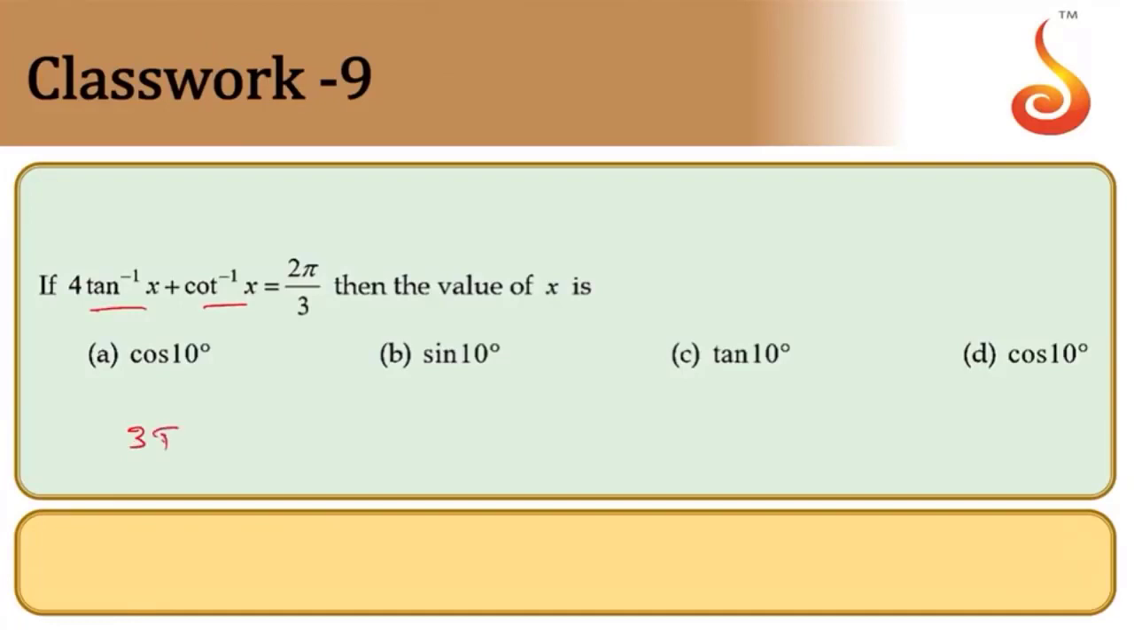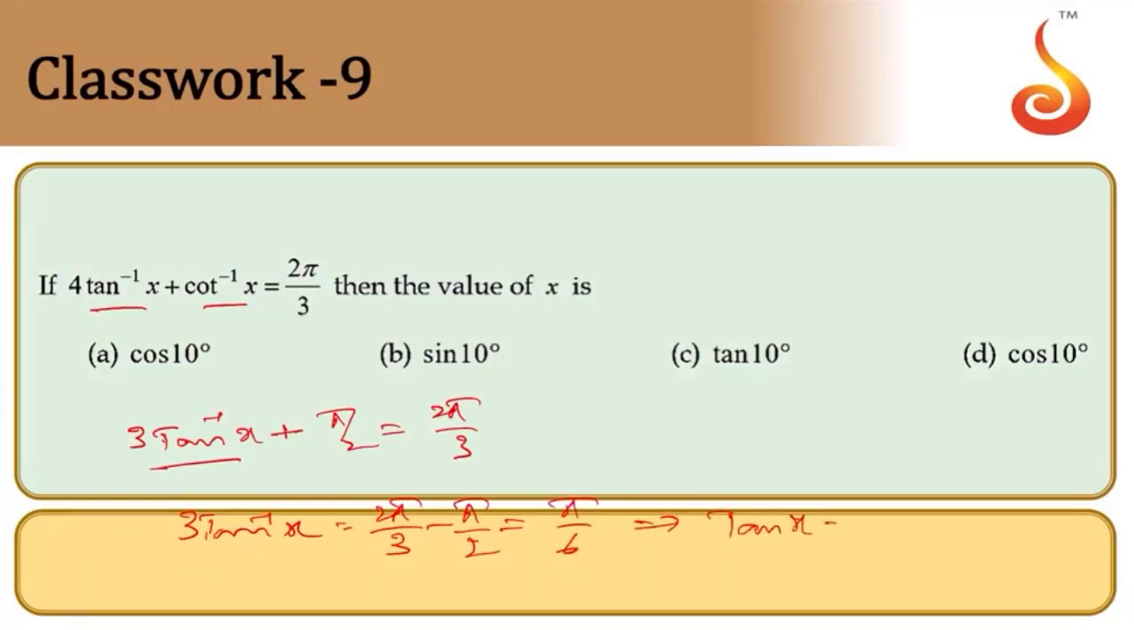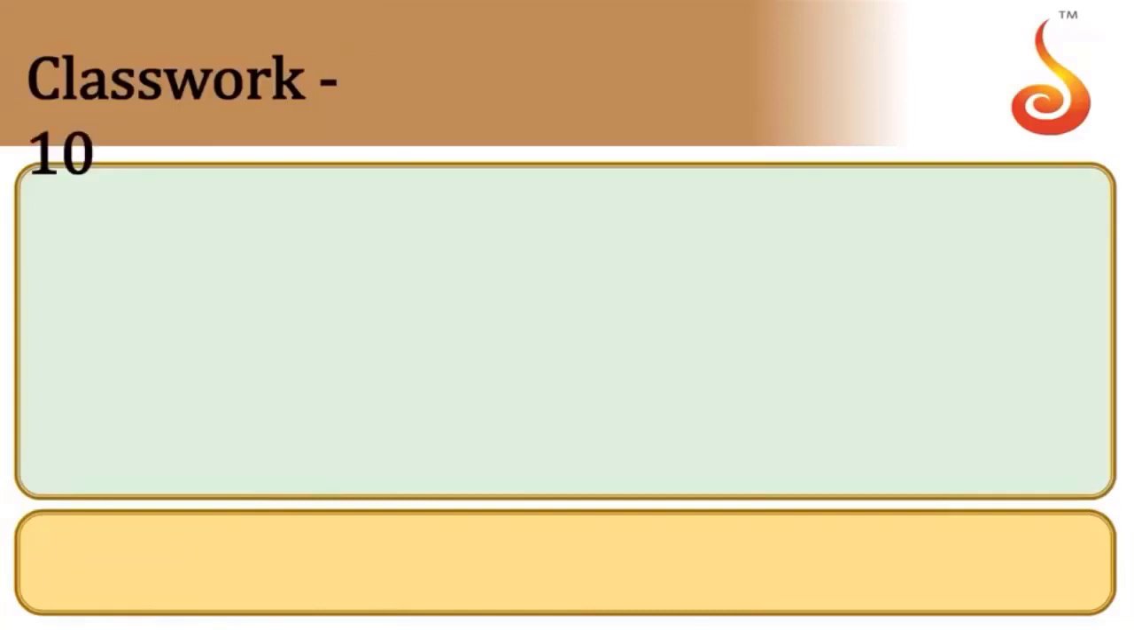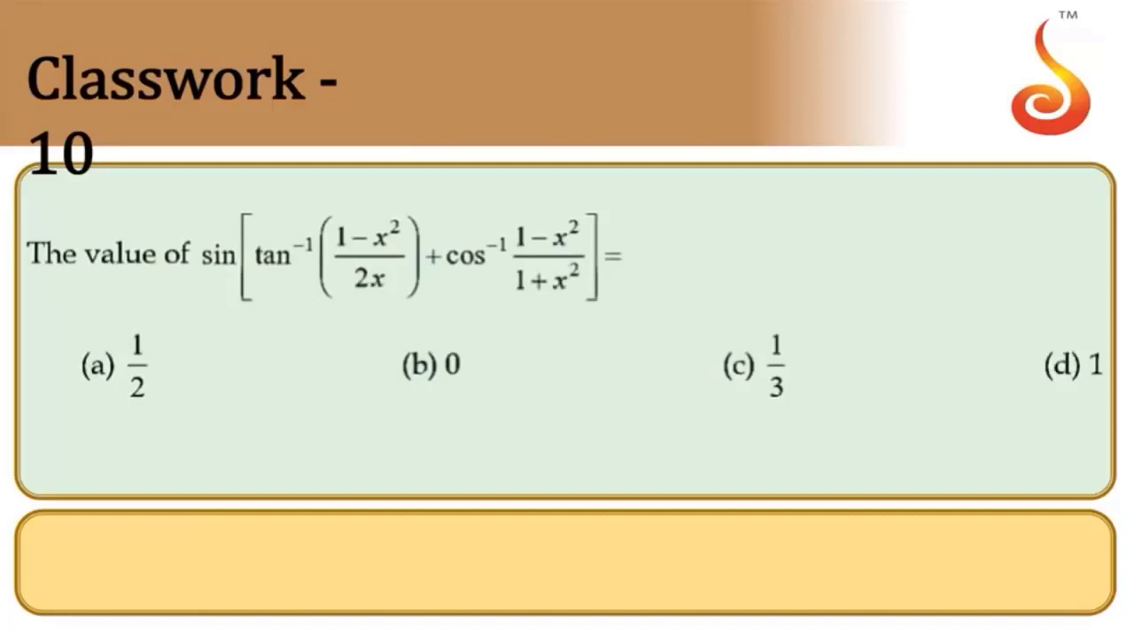So the next one, we know tan inverse x plus cot inverse x is pi by 2. We make it separate: 3 tan inverse x plus pi by 2 is equal to 2 pi by 3. So 3 tan inverse of x is equal to 2 pi by 3 minus pi by 2, that is equal to pi by 6. So tan inverse x is equal to pi by 18, which is nothing but 10 degrees. So x is equal to tan 10 degrees, which is the required answer. So let me consider the next one. So the answer is tan 10.